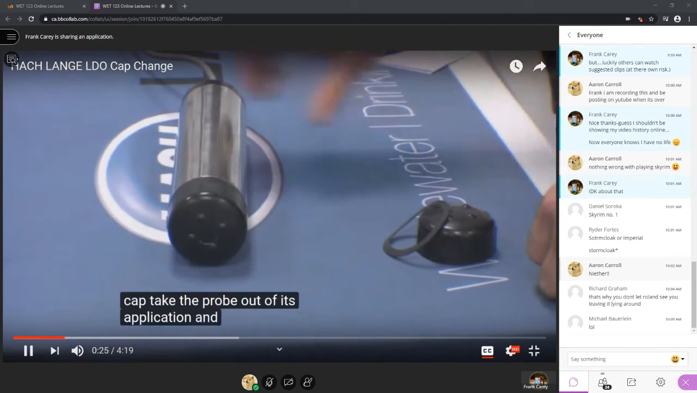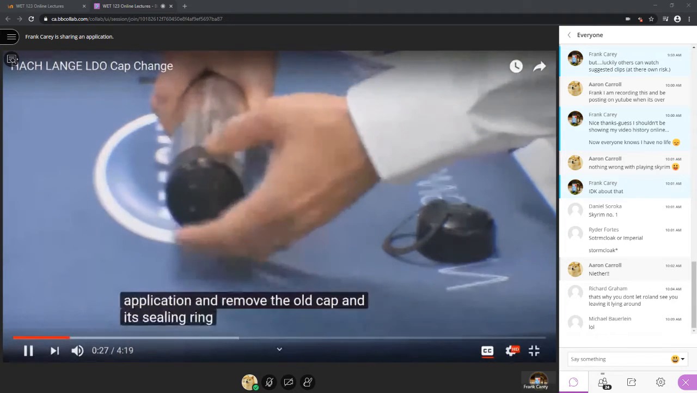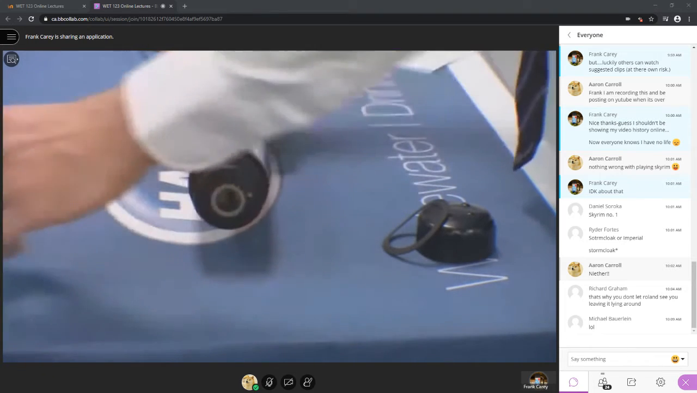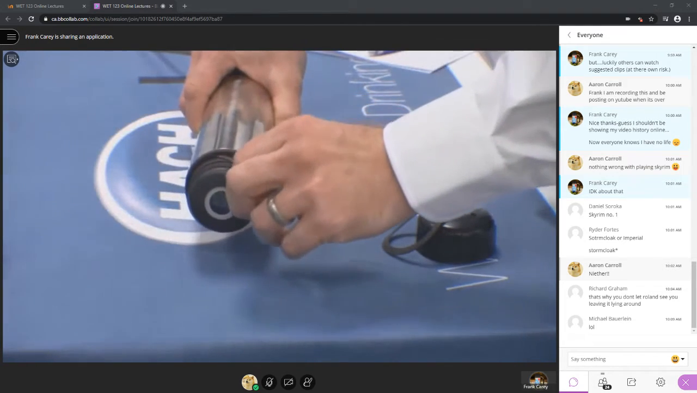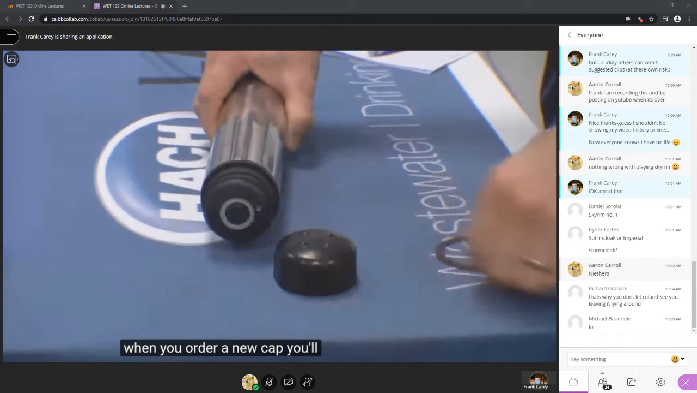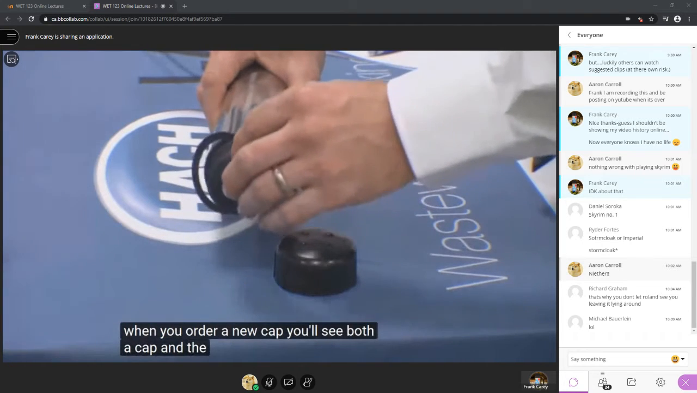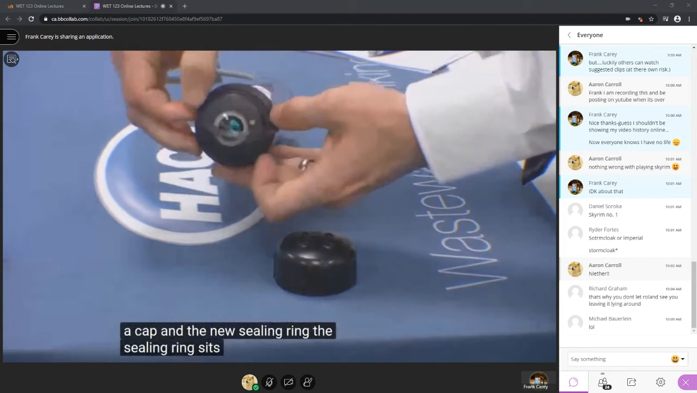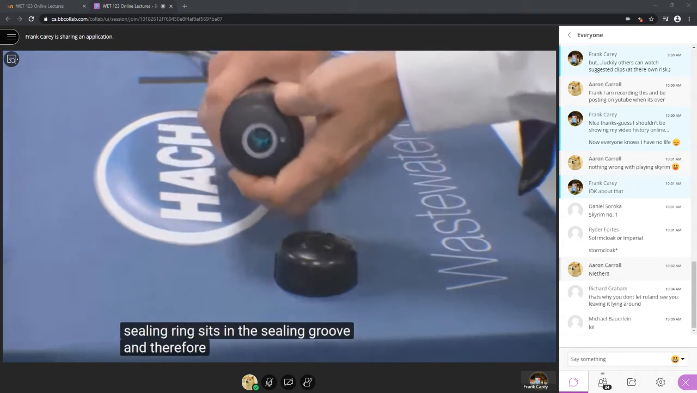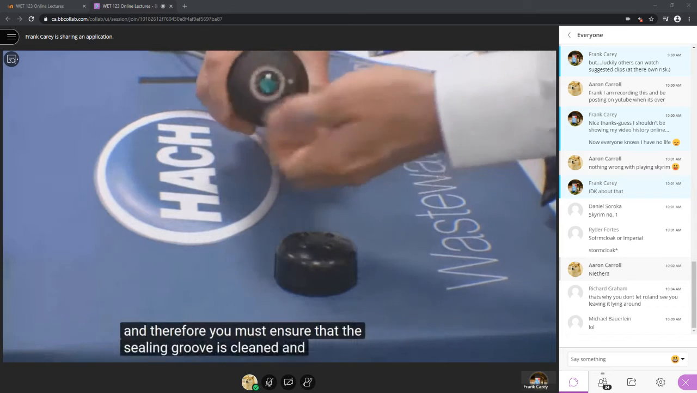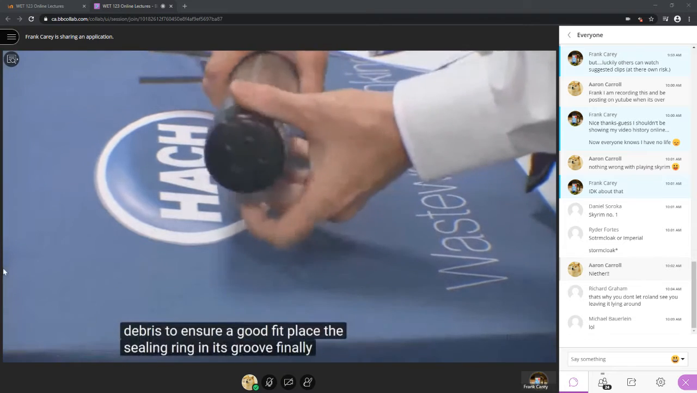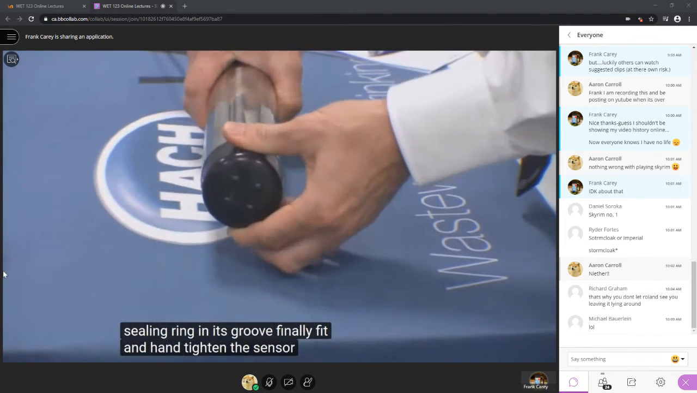Out of its application and remove the old cap and its sealing ring. When you order a new cap, you'll receive both the cap and the new sealing ring. The sealing ring sits in the sealing groove, and therefore you must ensure that the sealing groove is cleaned and free of debris to ensure a good fit. Place the sealing ring in its groove, finally fit and hand tighten the sensor cap.